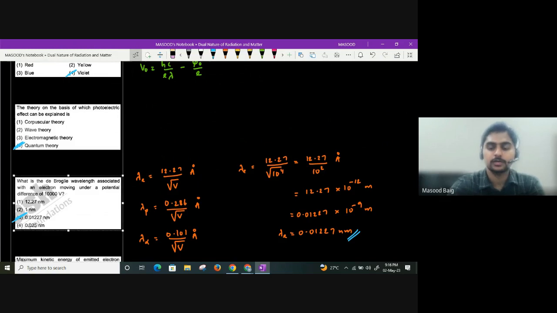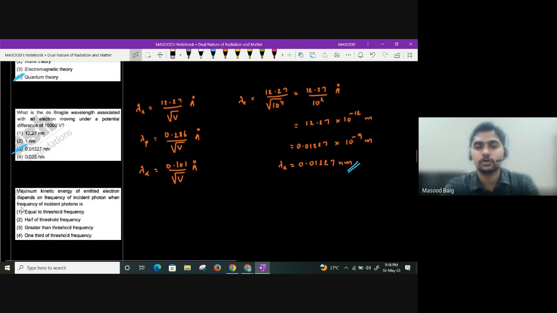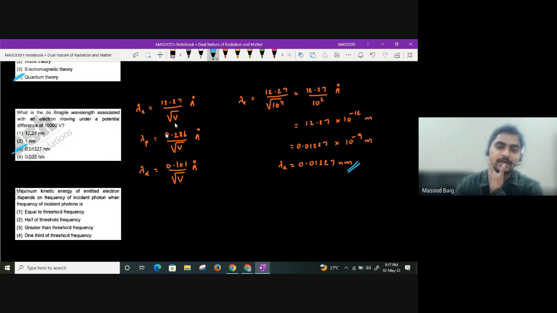Understood, everyone? Please remember, if you want to remember in a shortcut way, guys, you can remember it like this. Wavelength of an electron will be 12.27 divided by root V, and voltage should be taken in volts, guys. Then you will get the answer in angstrom. Okay.